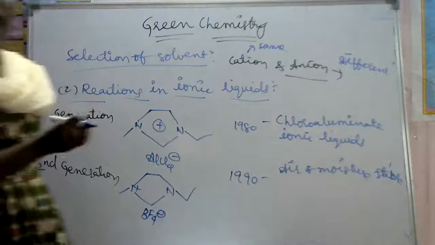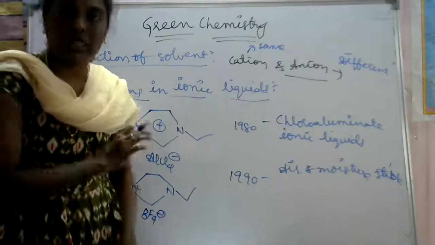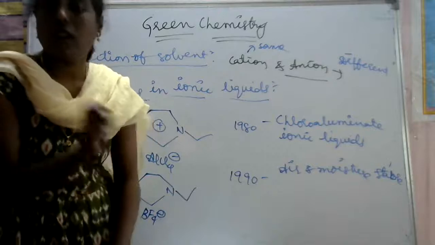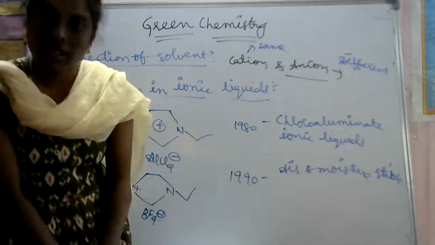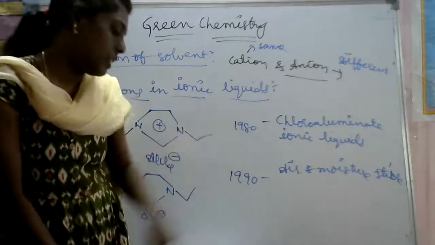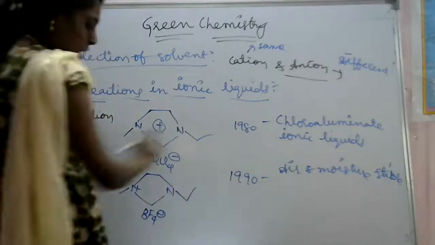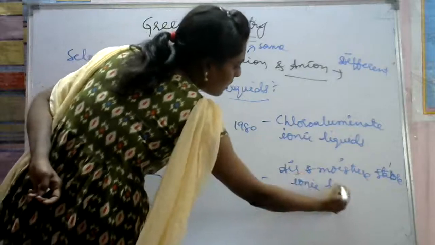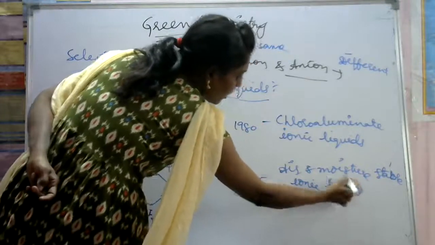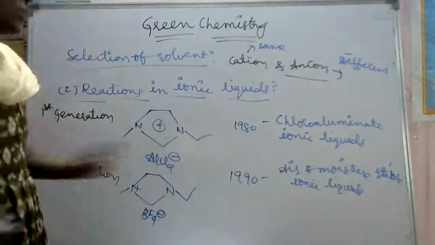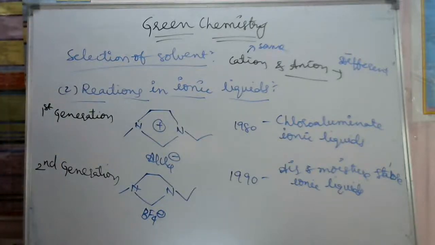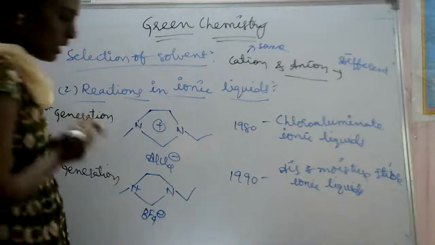If it has any water, it cannot react with it, and if you put it in air, it will also be a stable ionic liquid. So this is the second generation of ionic liquid. Let's see the third generation.